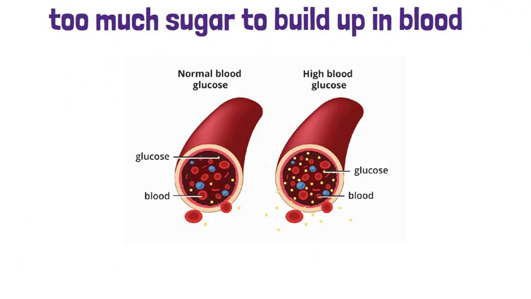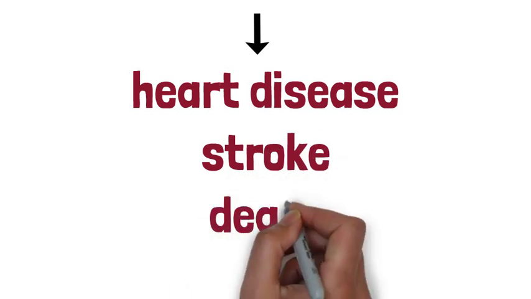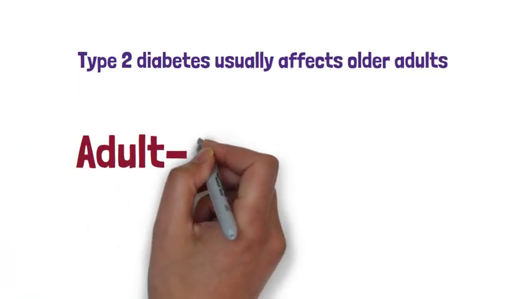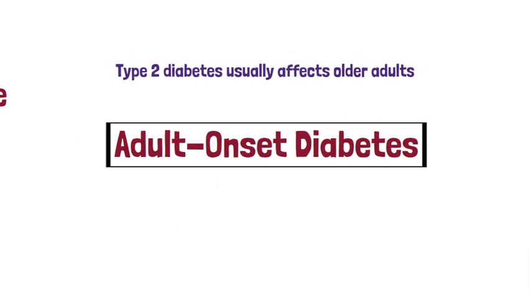High blood sugar levels from type 2 diabetes can lead to serious health problems, including heart disease, stroke, or death. Type 2 diabetes usually affects older adults. That's why this is also known as adult onset diabetes.